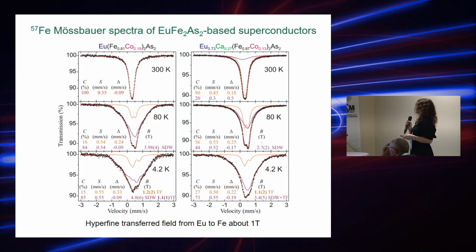And now iron-57 Mossbauer spectra of europium iron 2 arsenic 2, but for our superconductor. We can see that at 300 kelvin we have a paramagnetic spectrum, but at the lowest temperature we observe some magnetic species. And what is important, near the temperature of europium ordering, we observe some transferred field from the magnetic ordering of europium to the iron nuclei, and it is about 1 Tesla.